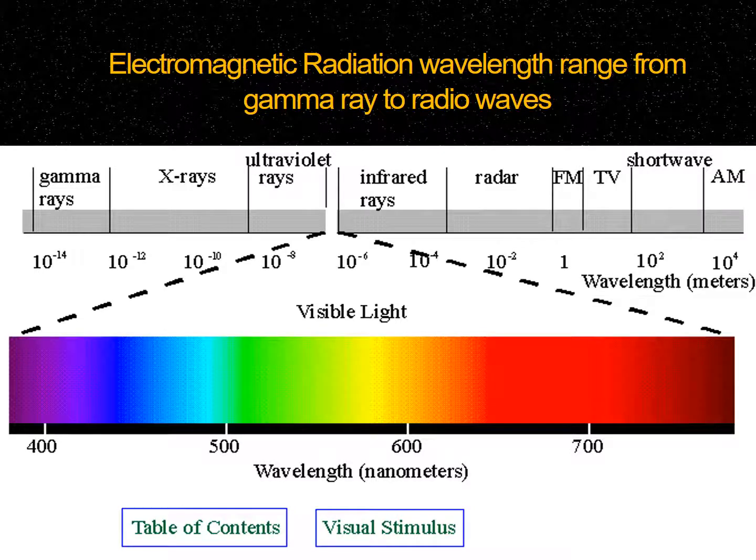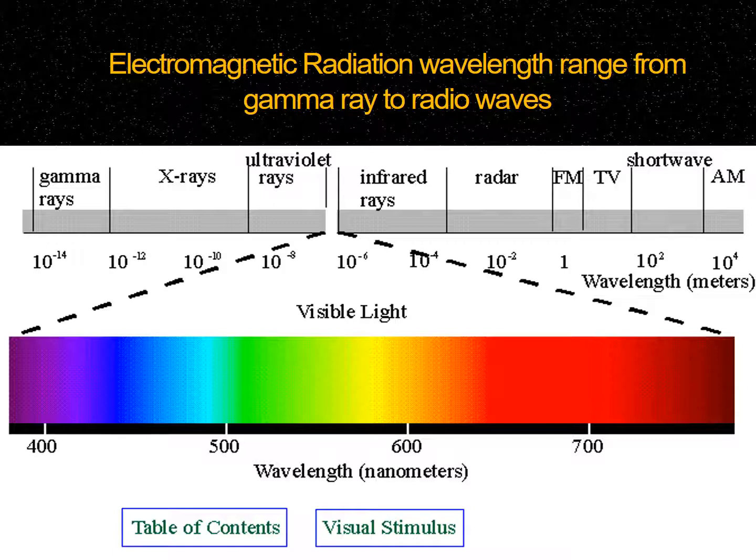In physics, the term light occasionally refers to electromagnetic radiation of any wavelength, no matter if it's visible to the human eye or not. Electromagnetic radiation wavelength ranges from gamma rays with a wavelength less than 1 times 10 to the negative 11 meters to radio waves that measure about 1 meter, including X-rays and microwaves.